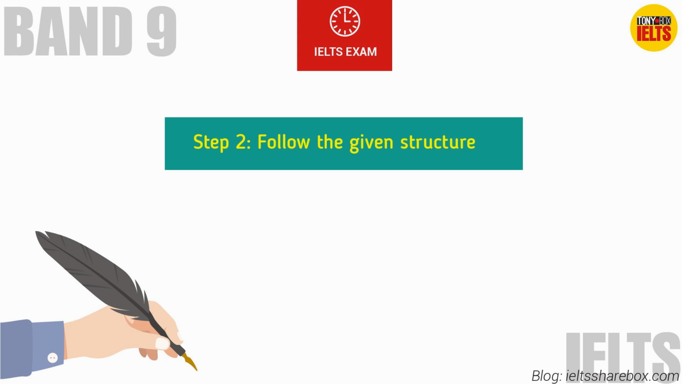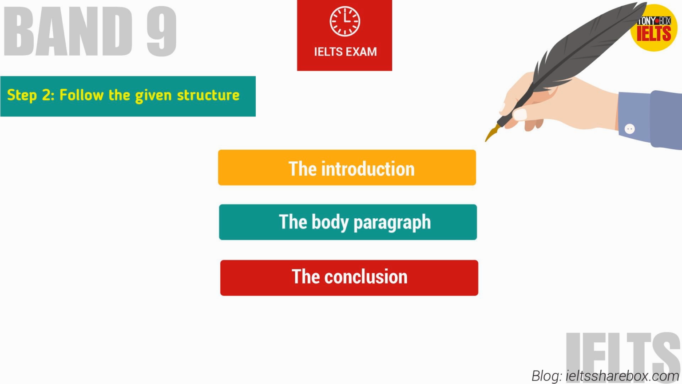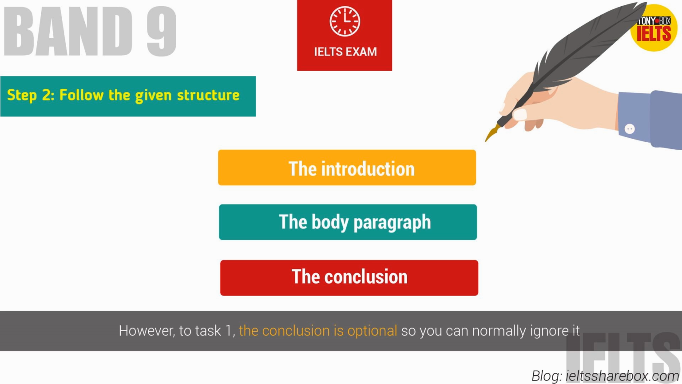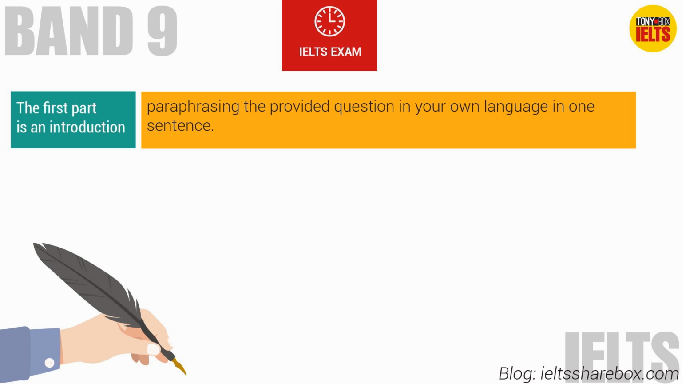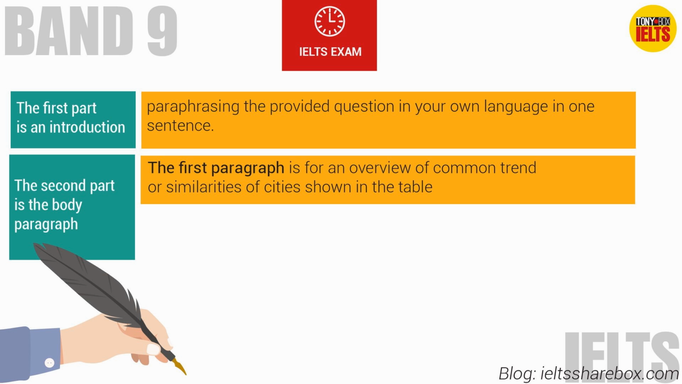Step 2. Follow the given structure as I mentioned. The outline will include 3 parts: the introduction, the body paragraph, and the conclusion. However, for Task 1, the conclusion is optional, so you can normally ignore it and finish the essay with only the first 2 parts. The first part is an introduction, paraphrasing the provided question in your own language in 1 sentence. The second part is the body paragraph.